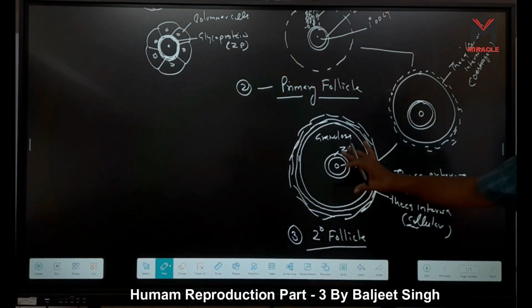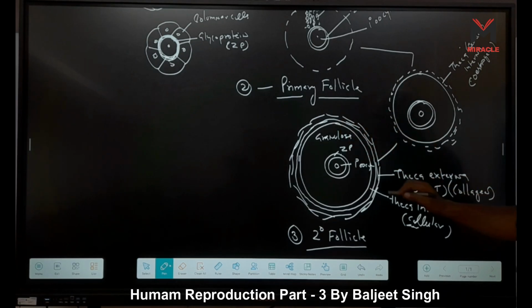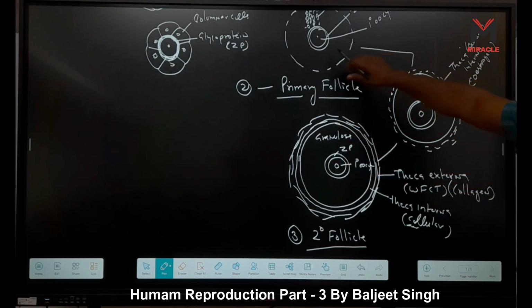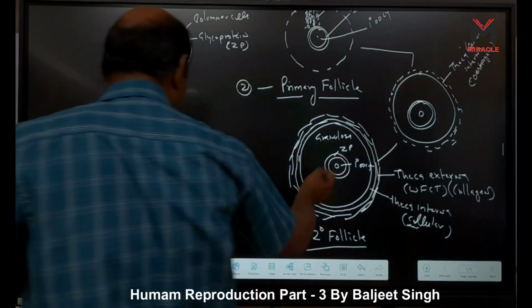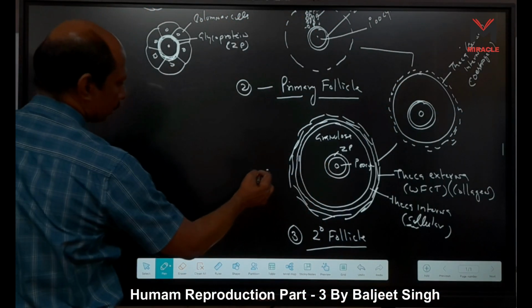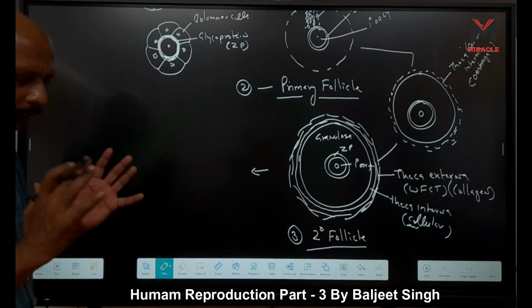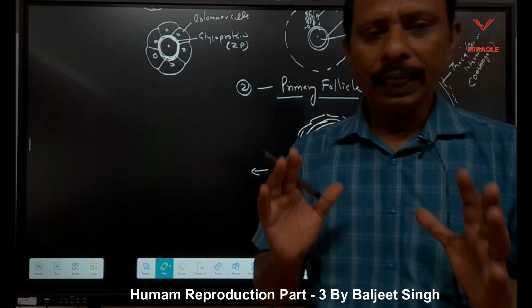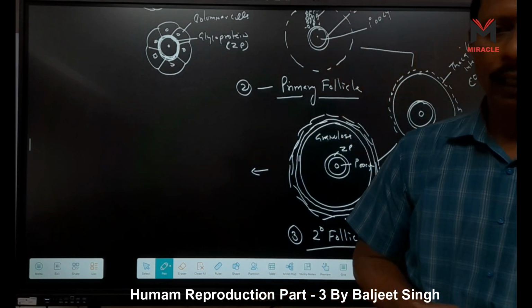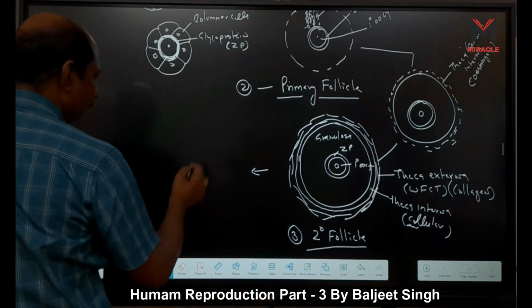In secondary follicle, what is there? It has theca externa and theca interna. In primary follicle, this theca externa and interna is absent. Now what happens when it grows inside? A cavity is formed in the granulosa. A cavity is formed, and this cavity is called antrum, right?